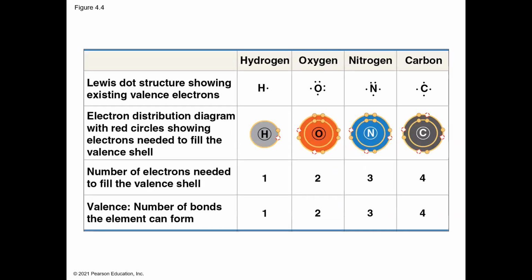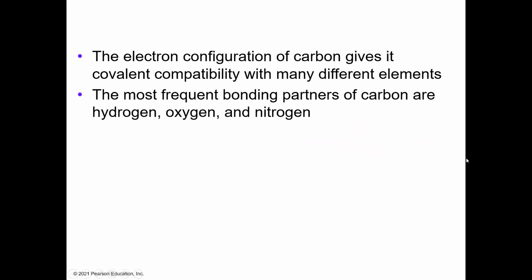And this is just to reiterate that the number of electrons in the valence shell is generally the number of bonds that an atom can form. So what is missing? Hydrogen is missing one electron. It can form one bond. Oxygen is missing two electrons, and so it can form two bonds. If we jump to carbon, it's missing four electrons, and so it can form four bonds.